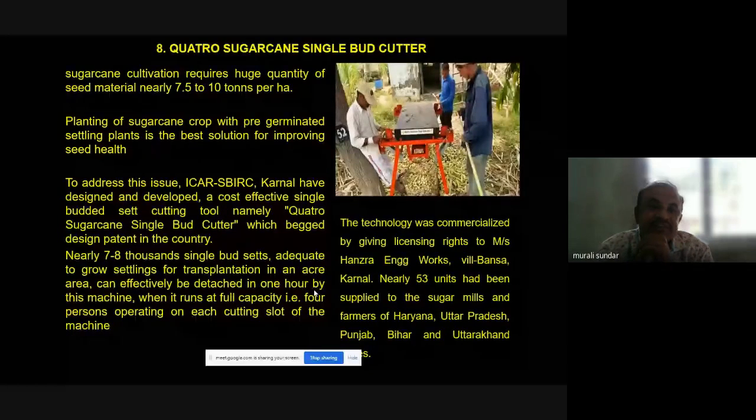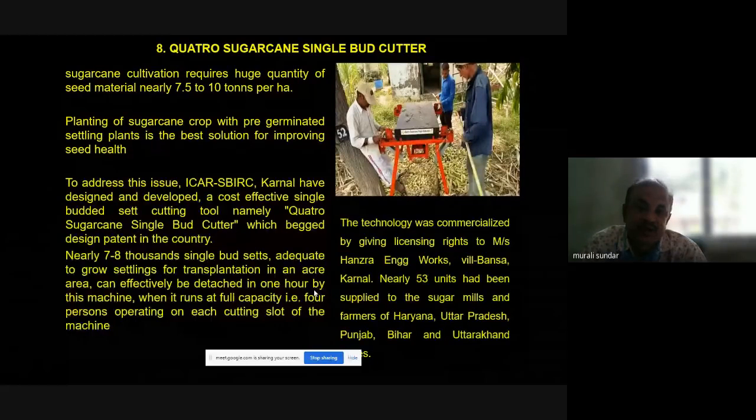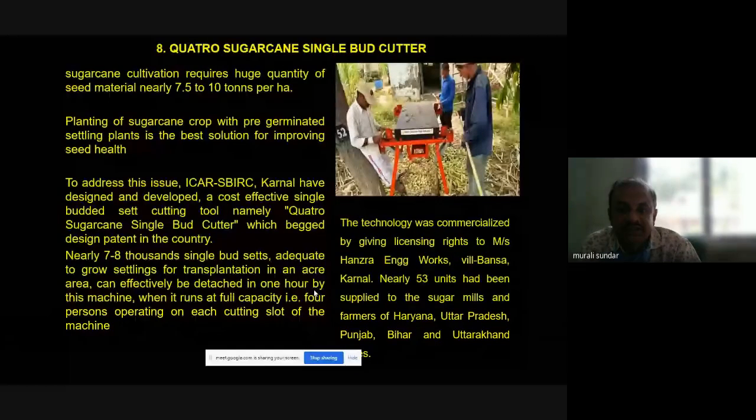To avoid that, we have developed a machine. It's called the Quattro sugarcane single bud cutter. The advantage is that single bud seedlings are now mostly planted in sugarcane fields to reduce the seed quantity, and it will also increase the germination percentage.